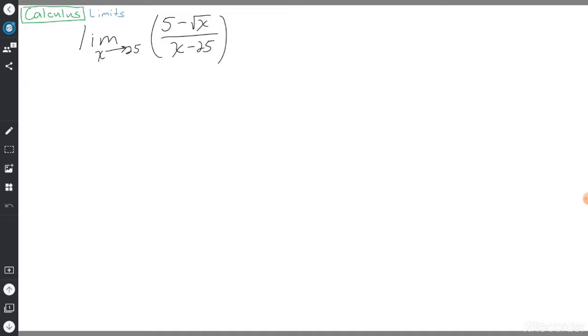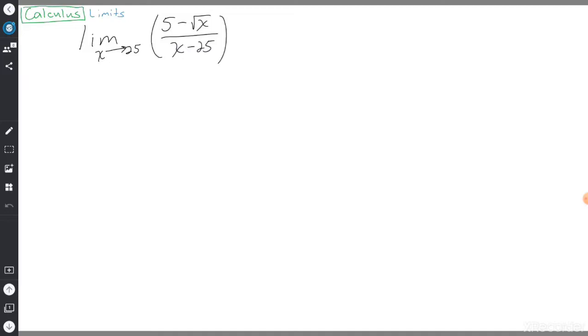So, limits in calculus. If we look at this rational expression that we have here, we read it as the limit of x as x approaches, that arrow means x is approaching 25. So the limit as x approaches 25 of the expression 5 minus square root of x over x minus 25.